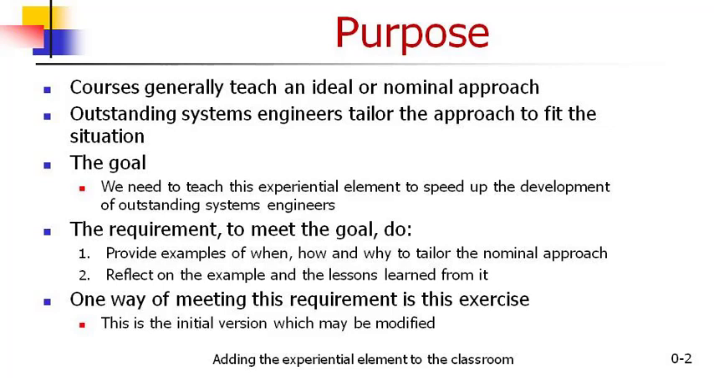The requirement, based on the goal, is to provide examples of when, how, and why to tailor the nominal approach, and to reflect on the example and the lessons learned from it. That's critical thinking. Now, as most of you know, there's generally more than one way of meeting the requirement. And so this is just one way of meeting the requirement. And this is the initial version of the exercise. And I write here which may be modified. It's probably going to be modified as time goes by.